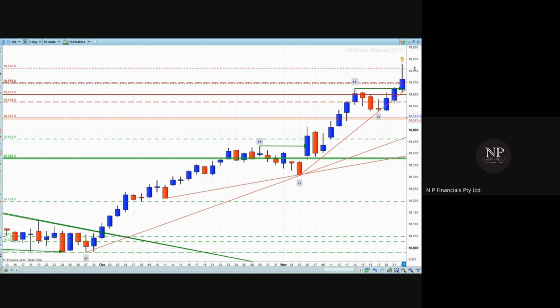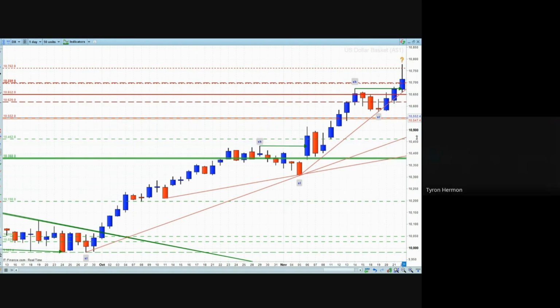Each bar, each candle, is our strength. Bar by bar analysis at NP Financials. Why are we attacking the dollar index? Because if we understand the dollar index, we will understand all the 8 instruments we trade. I will tell you how to understand. You already know, I'll just tell you again.